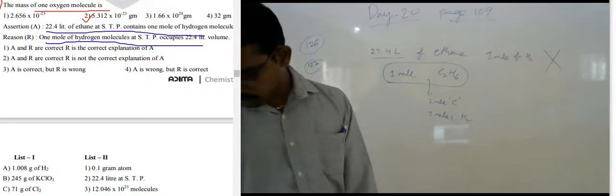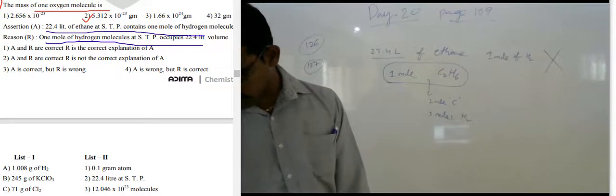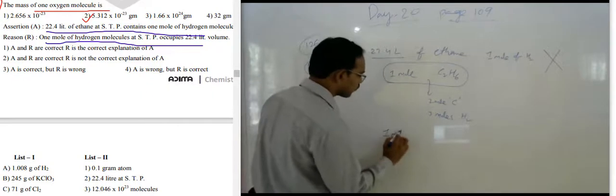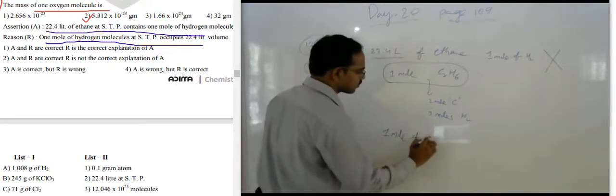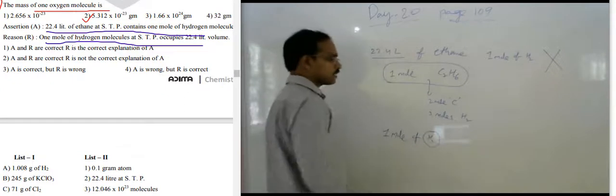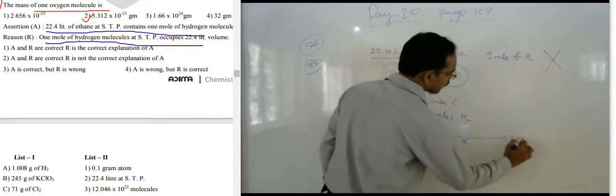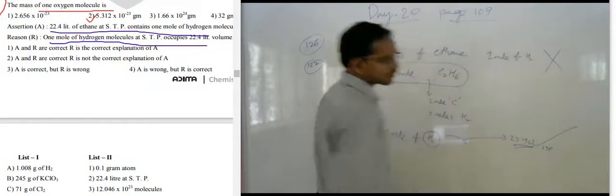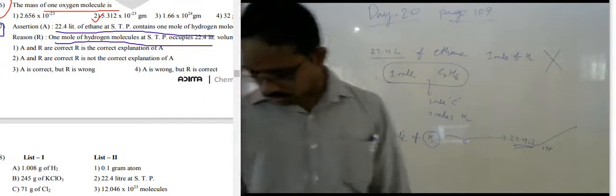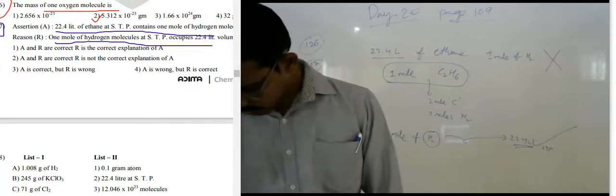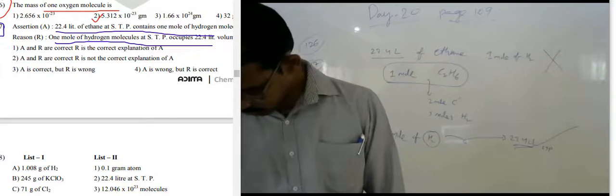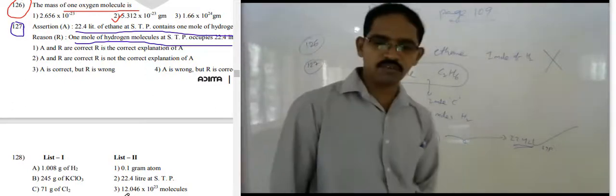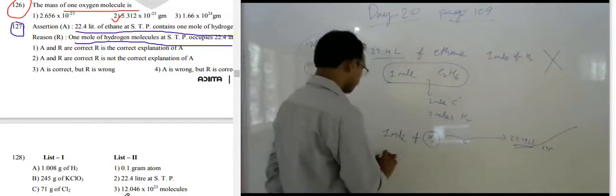1 mole of hydrogen molecule at STP occupies 22.4 liter. Yes, that's true. Any gas, 1 mole of any gas. But here telling that hydrogen gas occupies 22.4 liter, that is true at STP condition. So A is wrong, reason is correct. A is wrong but R is correct, right? 127, fourth option, right?